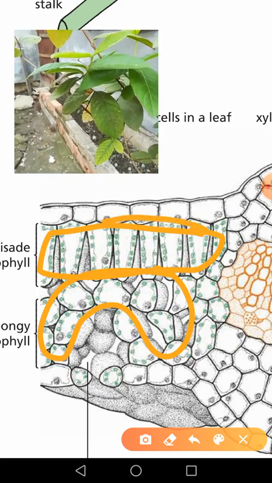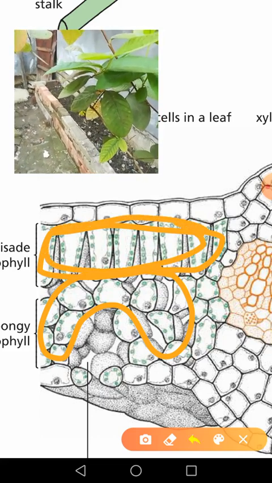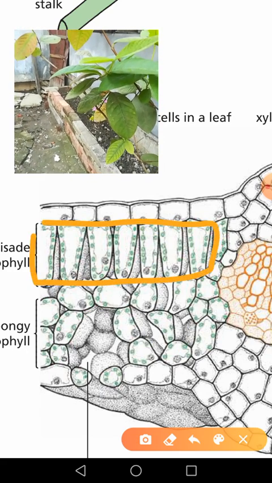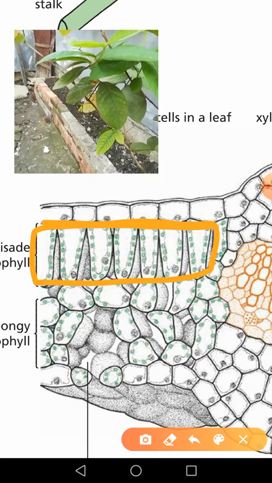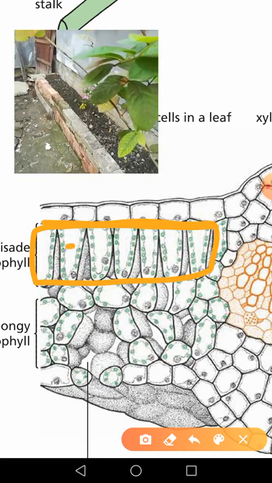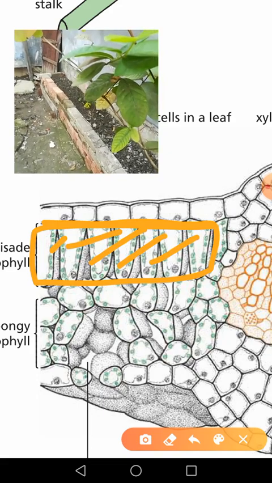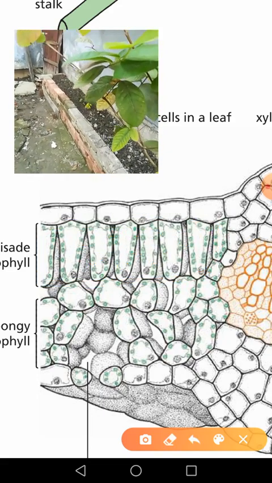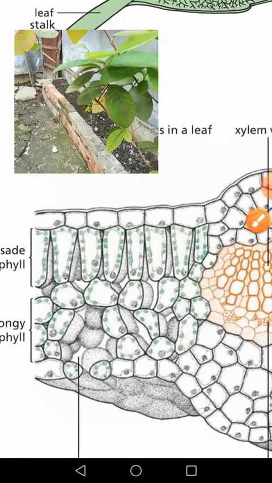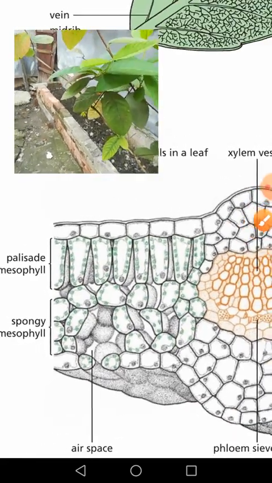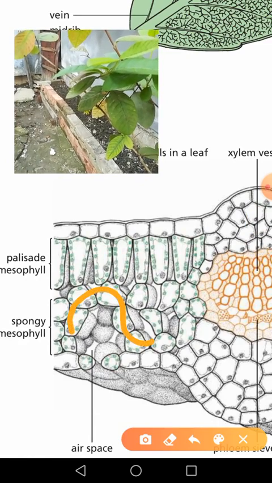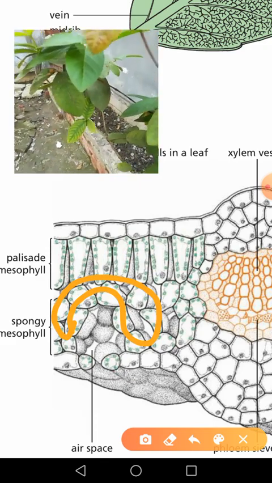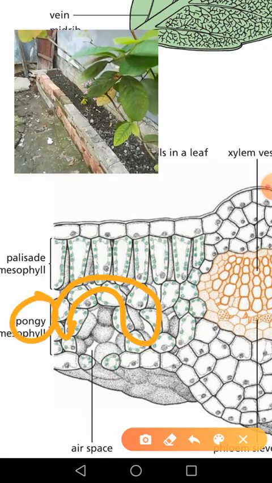Close to the top surface we have the regularly arranged, or organized, mesophyll, and we call this organized mesophyll the Palisade Mesophyll. Near the bottom surface we also have a mesophyll, but it is not organized, rather it is disorganized or irregularly arranged. We call it the spongy mesophyll.